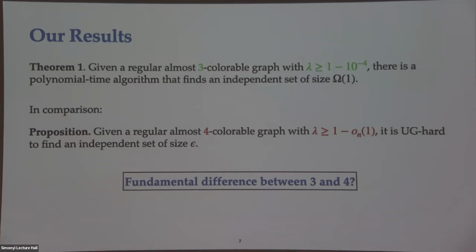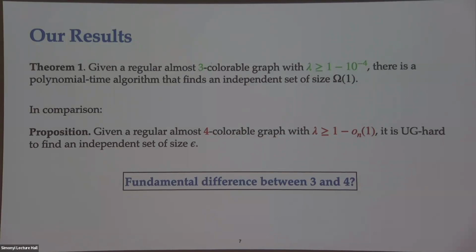Actually, can you say anything about an algorithm for finding a coloring using few colors? Because it seems like if you find an independent set and remove it, then you might destroy the expansion. Yes, exactly. That is exactly the issue. When you recurse, you might destroy the expansion. And actually, this is something I'll talk about towards the end about some open directions.